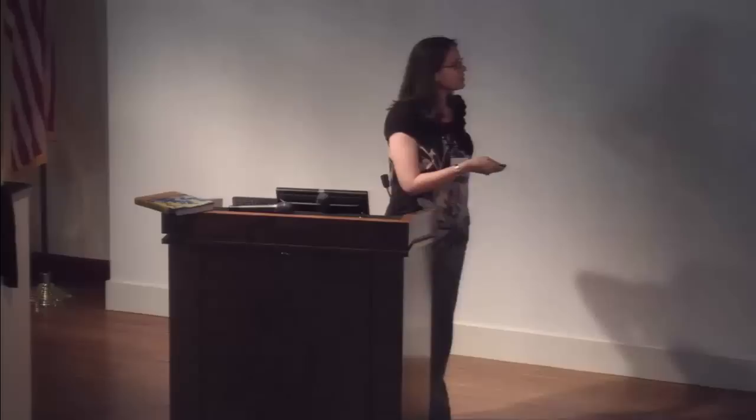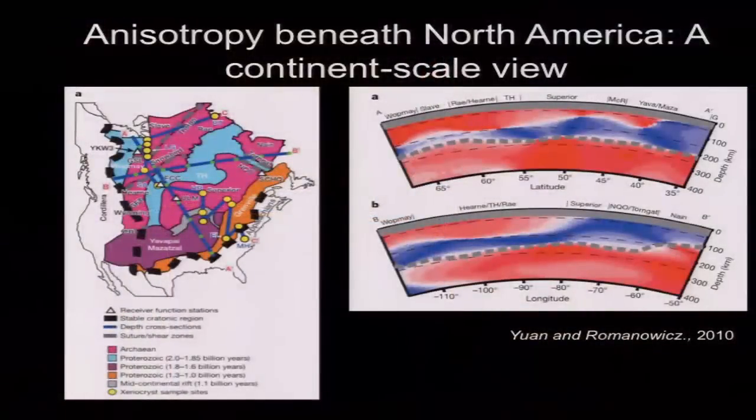And a really nice way of visualizing these models, this is from a Nature paper published by Yuan and Romanowicz a few years ago, is that I think what's really exciting about this is now we can start asking the kinds of questions about how this lithospheric anisotropy changes with depth and laterally, and how that relates to the geological architecture that we see at the surface?